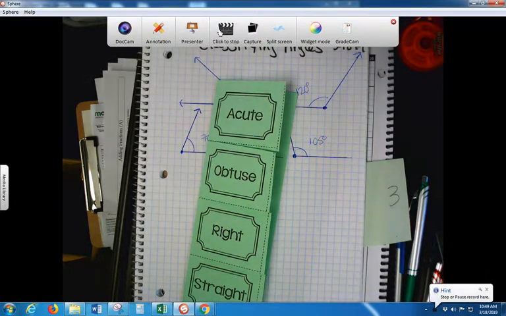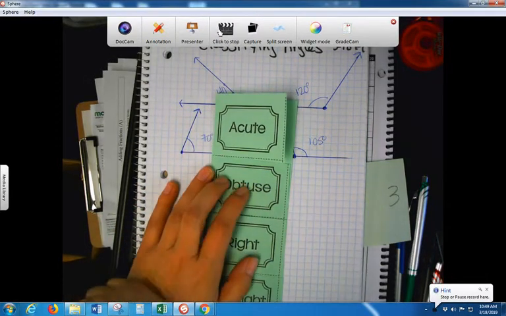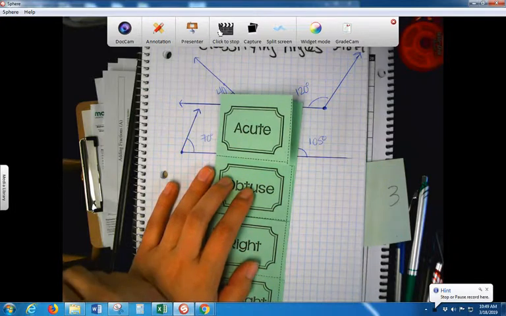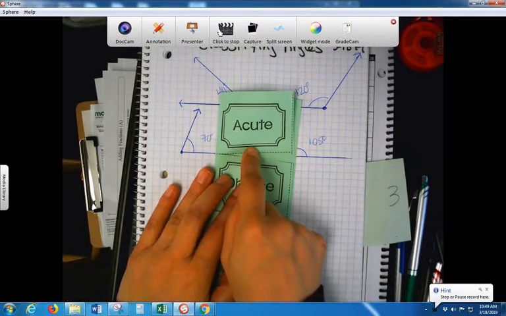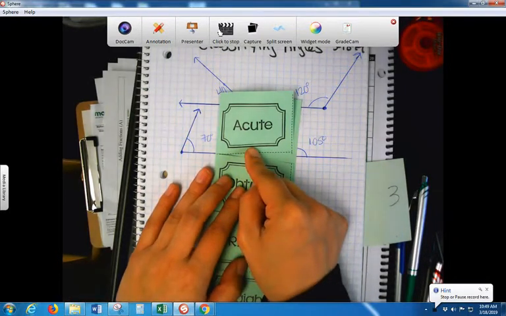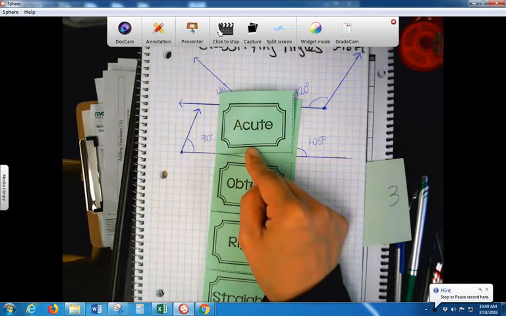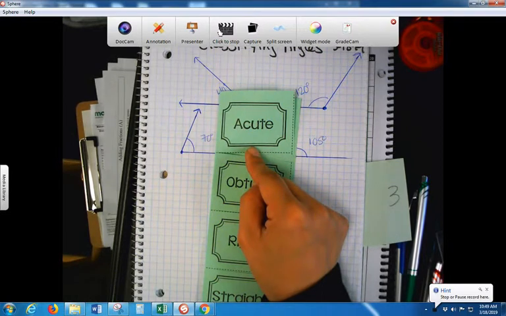Okay, ladies and gentlemen, can someone raise their hand if they know what is an acute angle? Okay, Martin, we'll start with you. If he says something different, I'm going to call on you guys. Yes? It is an angle less than 90 degrees.